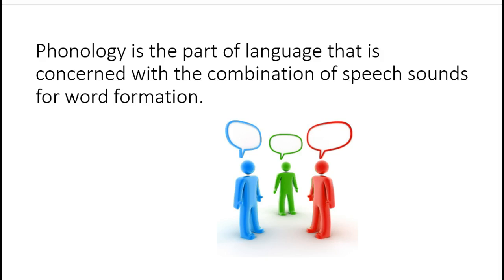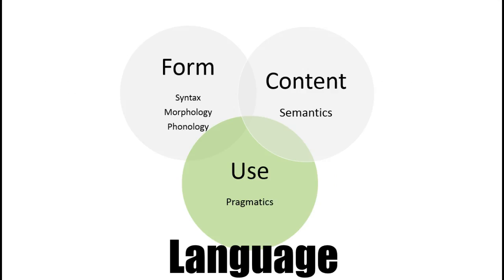It's a phonological rule which says even if you're going to create a brand new word in English, you cannot put ng on the beginning of it because we just don't do that in English. So phonology, again, is the part of language that's concerned with the combination of speech sounds. So when you're talking out loud, how do you put those sounds together to represent the language that you're trying to express? And then finally we have use.